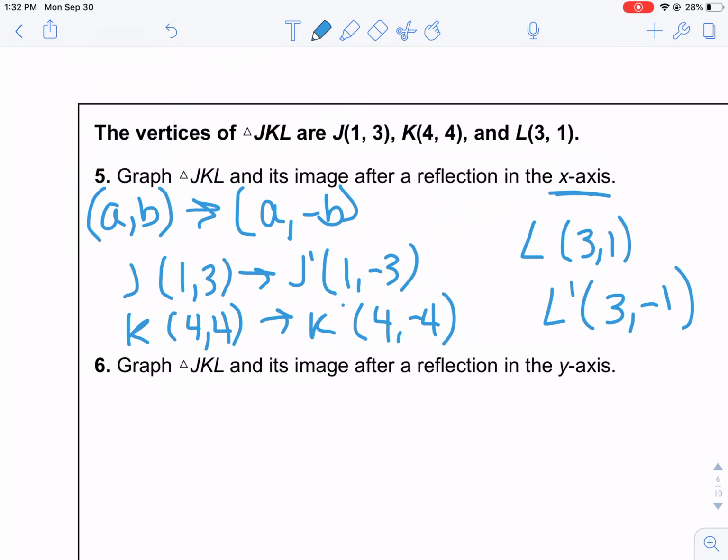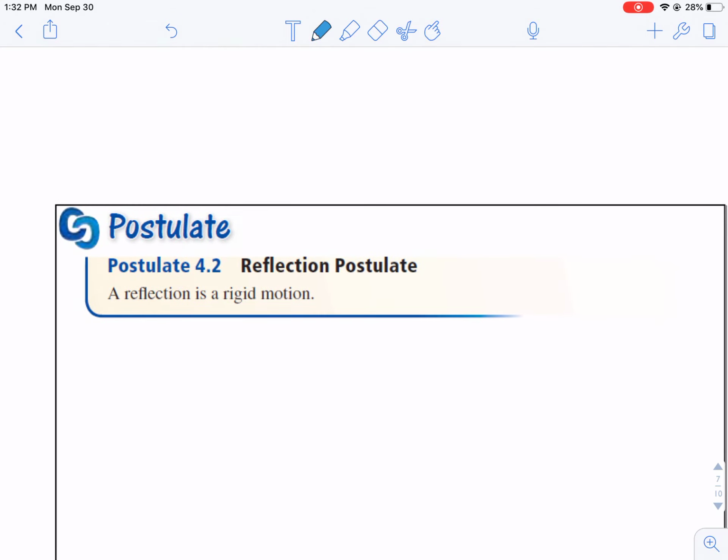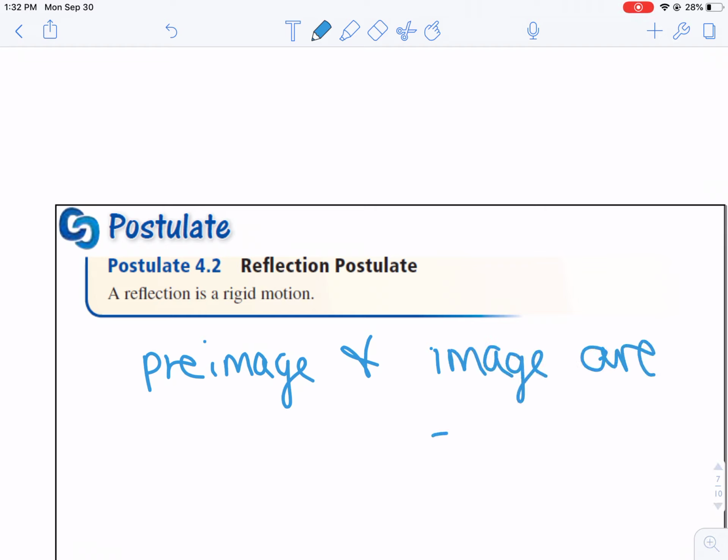The rules for the y-axis are different, but you'll basically do the same thing. Rigid motion: it says that reflections are rigid motion. That just means that the pre-image, what we start with, and the image are going to be congruent. They're going to be the exact same picture.